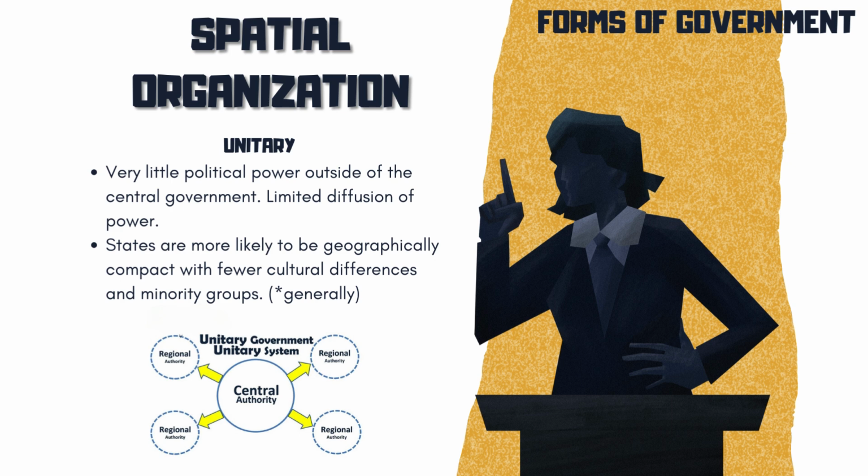In unitary states, power flows from the top down. So, the national government makes the decisions, and the lower level government simply enforces them. Think of it like a pyramid. The national government has all the legislative power, and regional and local governments only exist to carry out those orders from above. So, an example would be France. The French government decides the policies in Paris, and the local officials in cities like Nice or Lyon simply enforce them.